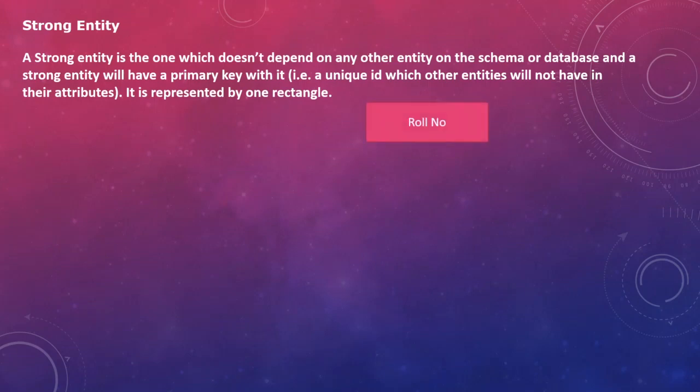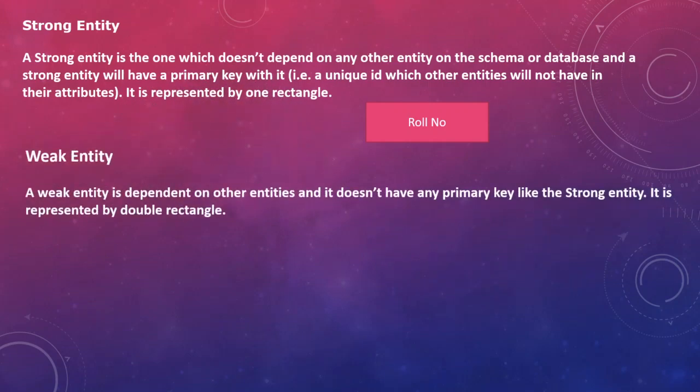So roll number, you know that. There cannot be two same roll numbers. One cannot be two times. Two cannot be two times. So a strong entity is an entity which does not depend on any other entity in the database.